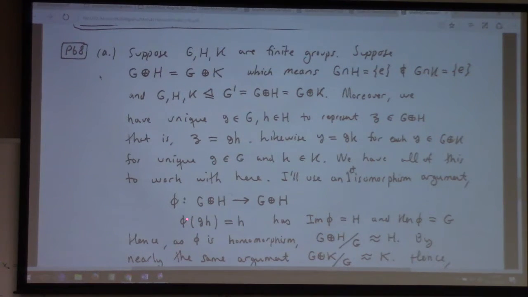But by almost the same construction, we can show that the direct product of G and K mod G is isomorphic to K, right? Just use the mapping phi of GK equals K, going from G plus K to K, so to speak. All right, but these two sets are equal, so the quotients by G are equal, and that then implies that these should be isomorphic.